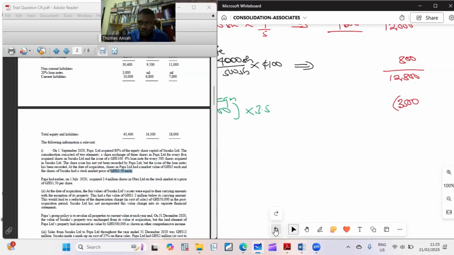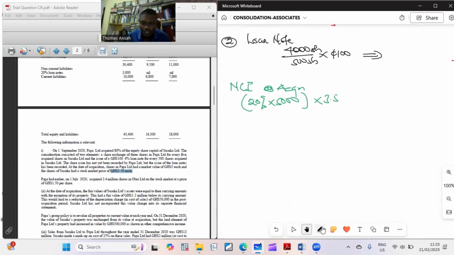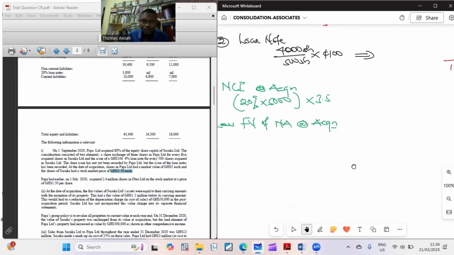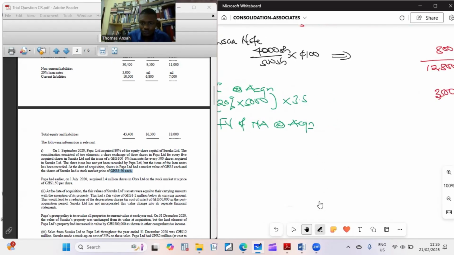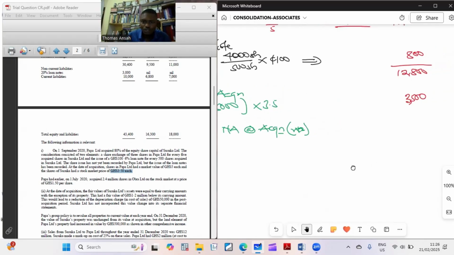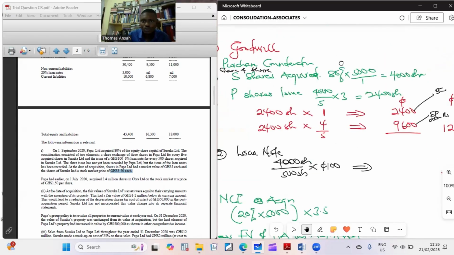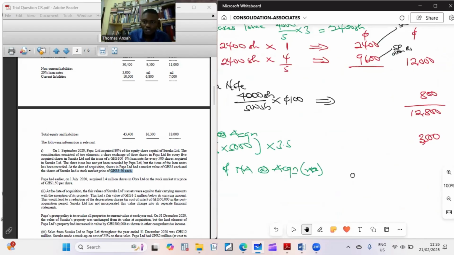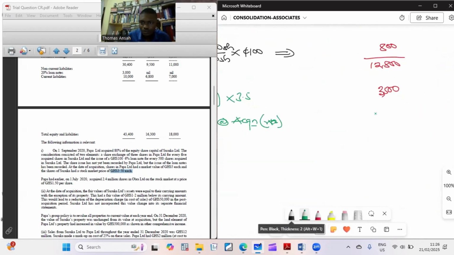All right. So sorry, it's NCI at acquisition. Then you less fair value of net assets at acquisition. I hope you're not forgetting that. Fair value of net assets at acquisition, which is your workings 2. You did your workings 2, at acquisition it was 7,000. So you take away 7,000, and by that you get your goodwill at acquisition.